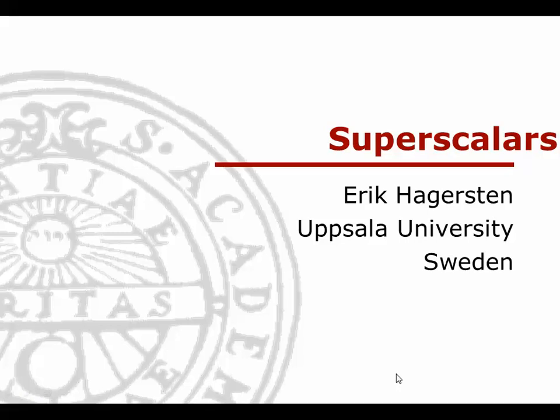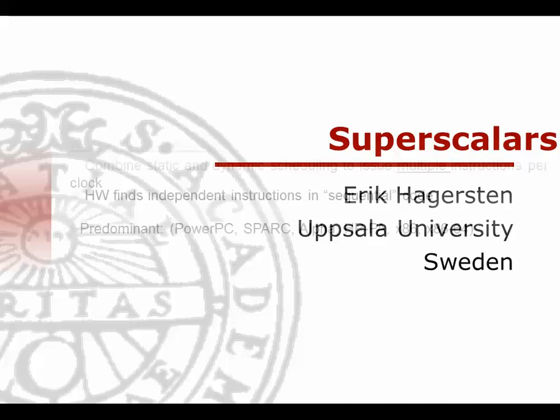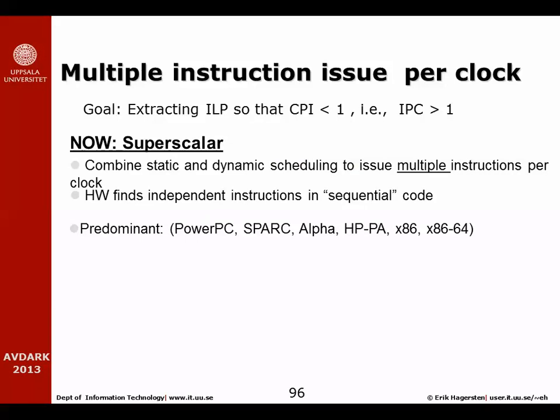So if the compiler can find enough instruction level parallelism in the application, we're going to see what that means to the architects and what kind of architectures that would allow us to design. And the goal here is to design an architecture that can issue, or start, more than one instruction each clock cycle. Another way to express that is that we would like to have a CPI, cycles per instruction, which is smaller than 1, or IPC, instructions per cycle, which is larger than 1.